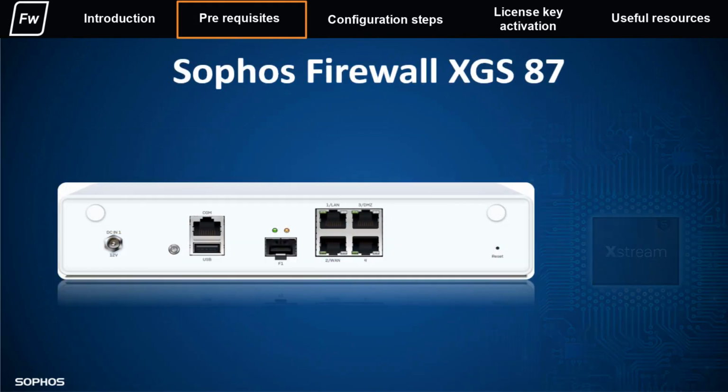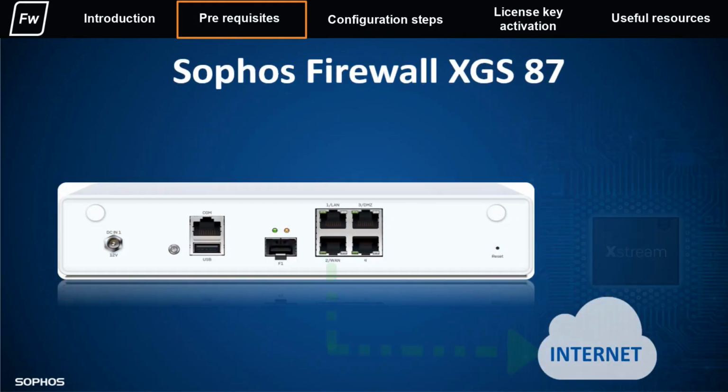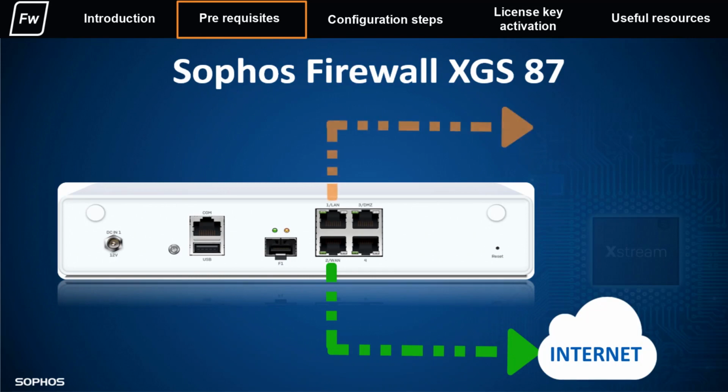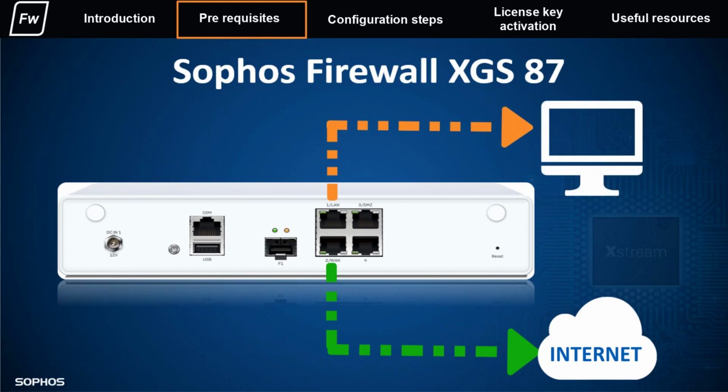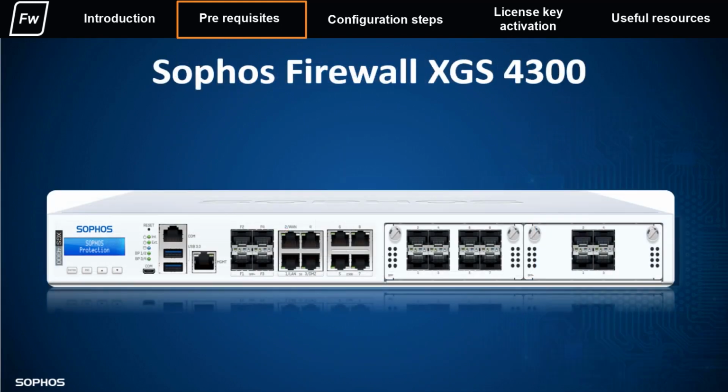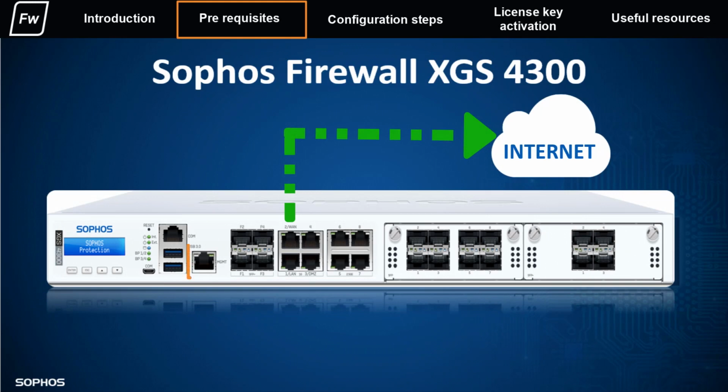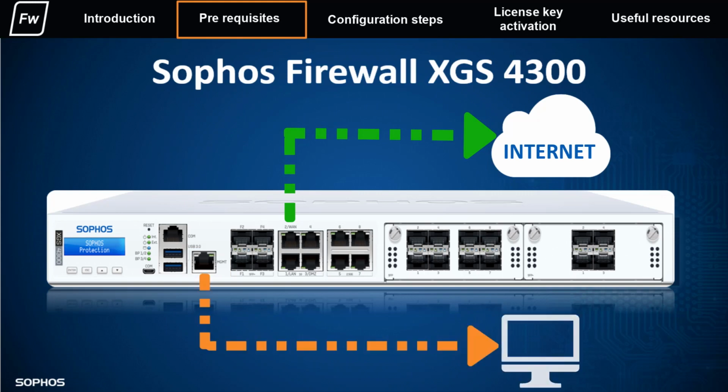Once you have unboxed the Sophos Firewall, make sure that the device has internet connectivity on its WAN interface port 2 and connect your machine to the LAN interface port 1. It will automatically assign an IP address to your machine in the 172.16.16 subnet range. In some of the higher-end models, you will see a dedicated management port available, so we recommend you use this management port by connecting your machine to that port for this basic setup.